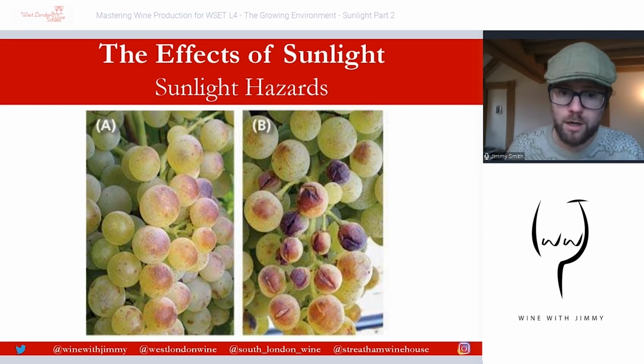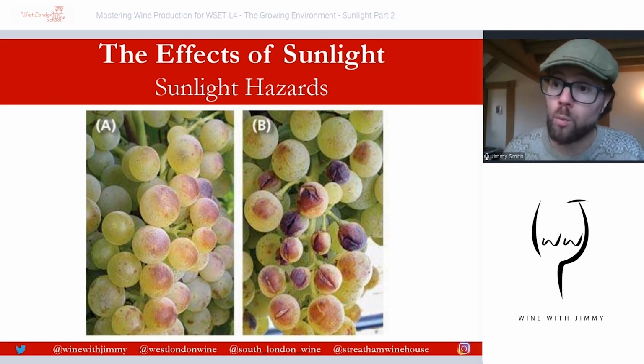So, of course, climates that are warm, hot, and dry will be the problematic areas for this. Often, though, you can work with canopy management for shading of the fruit to try and mitigate this. So that's quite a key point. Okay, so that is the effects of sunlight, which followed the effects of temperature.